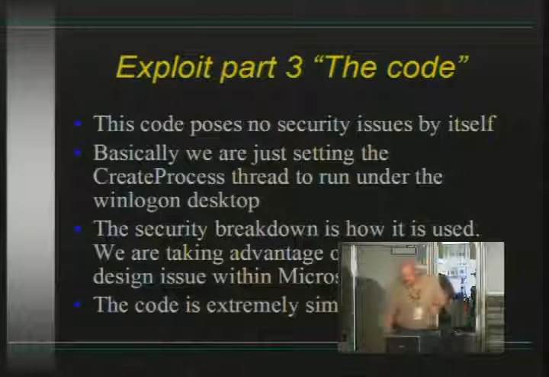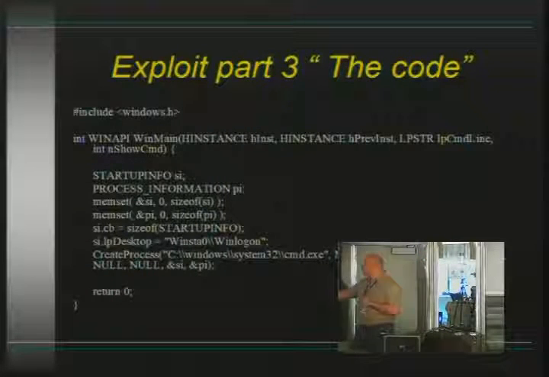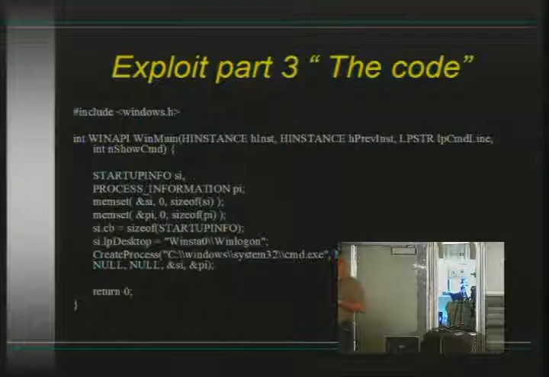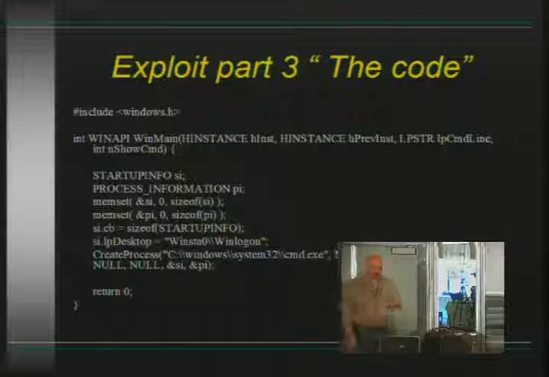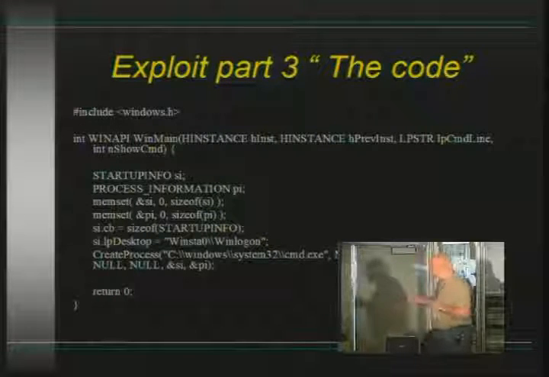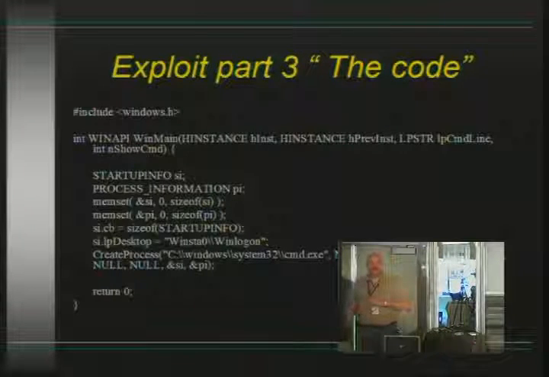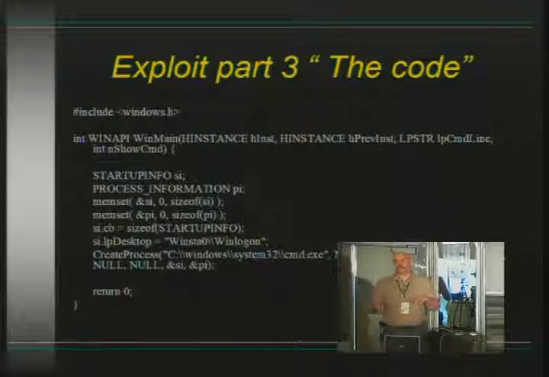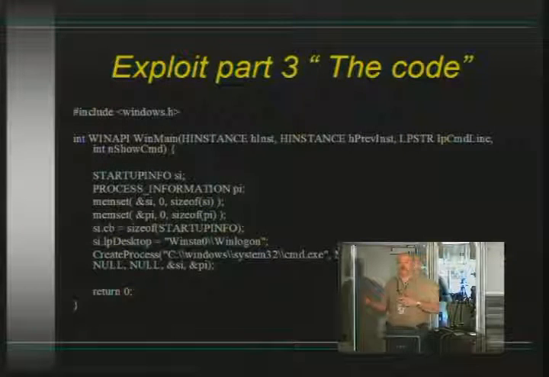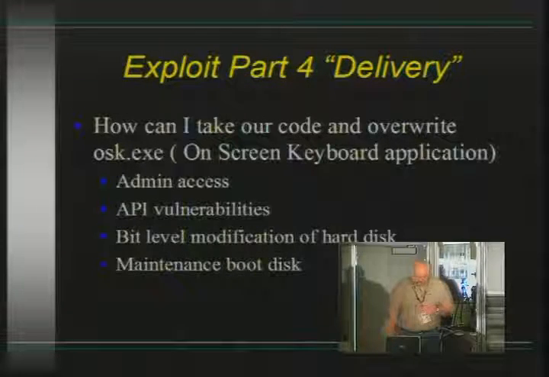And the code is extremely simple. There's the code. As you can see in the code, basically we're defining the desktop as WinSta0 WinLogon, and then we're running the process cmd.exe. So basically, if we take this program, compile it up, replace the osk.exe on the system, we can come to a box, hit Windows U, bring it up, go OSK, and get a command prompt on the box without ever logging on.